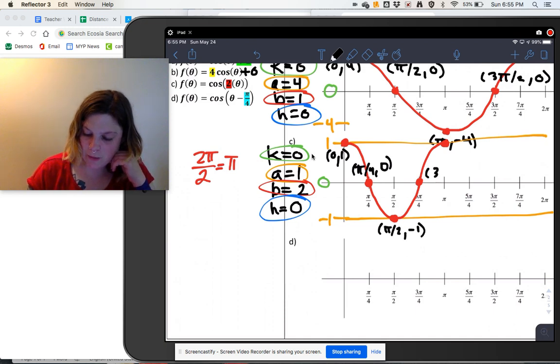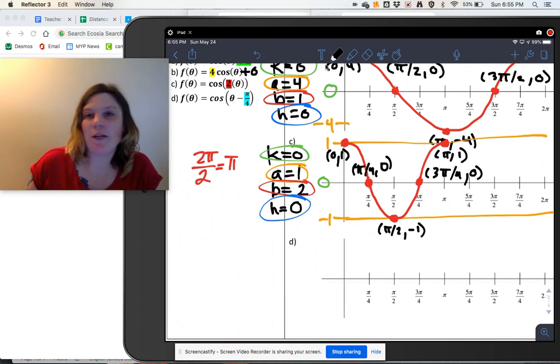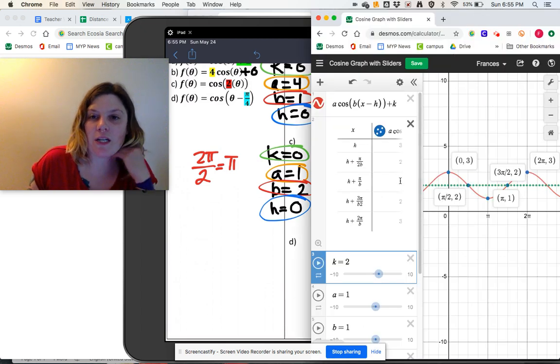Then we have 3 pi over 4 at 0, the middle line. And then finally, pi is at the maximum again. So I know, skip this if you want to. I'm going to check the answer to this using the website that I created one more time.